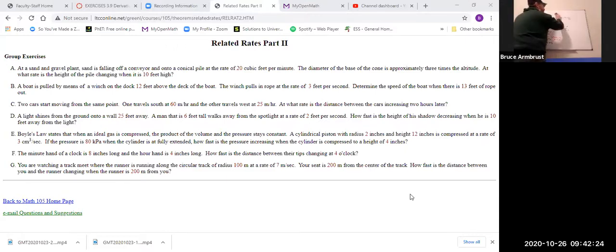So I'm going to write some stuff on the whiteboard. I'll show you the whiteboard in a second. I'm just going to write this down so I've got it. So we're going to try to find the change in the height of the shadow. Okay, so we know what we're looking for. What rate or rates of change are we told?